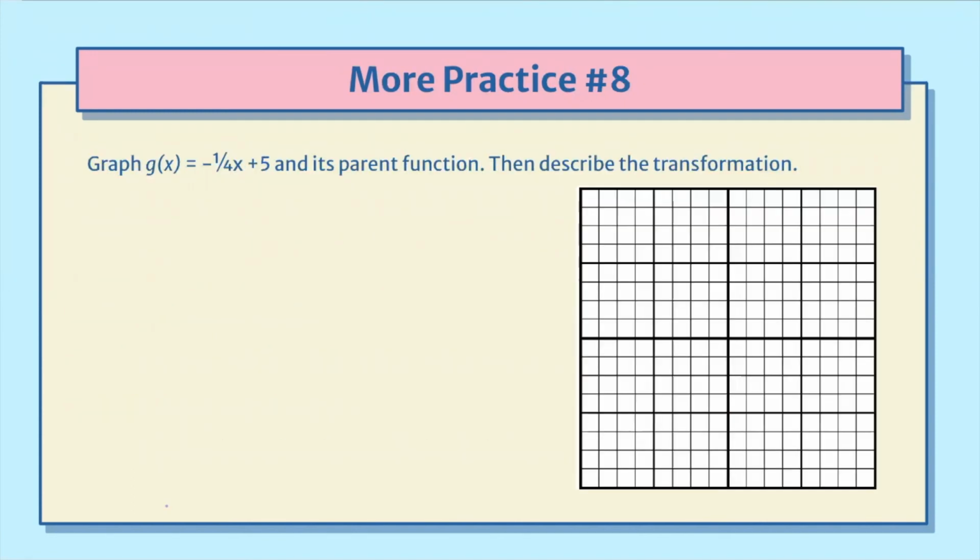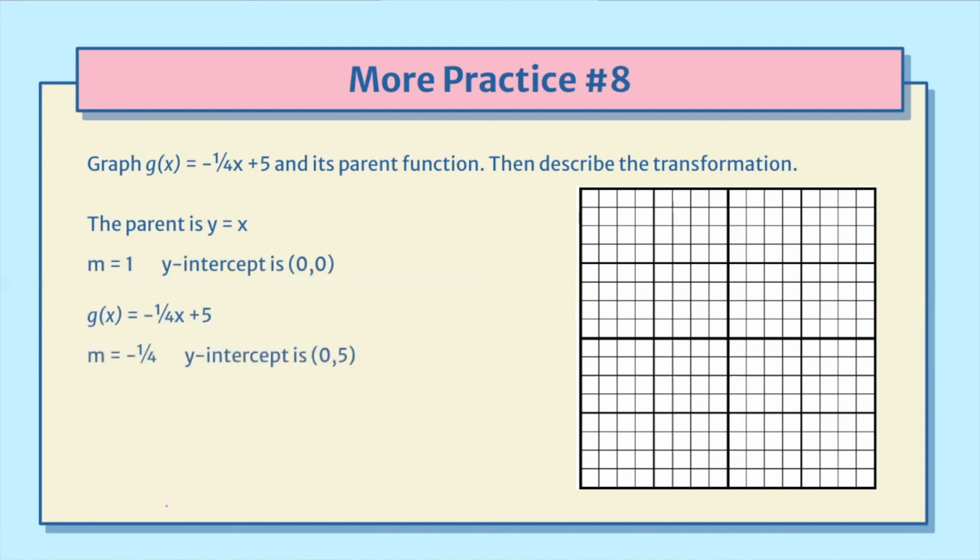Now we're going to graph g of x equals -1/4x plus 5 for more practice. We're going to graph g of x equals -1/4x plus 5 and then its parent function, and then we're going to describe the transformation. The parent function is y equals x with a slope of 1 and a y-intercept at 0, 0. G of x has a slope of -1/4 and an intercept at 0, 5.